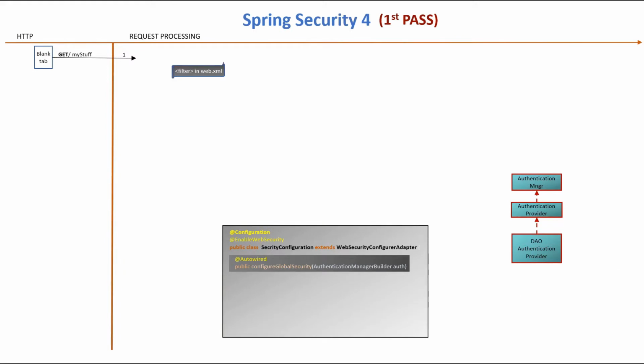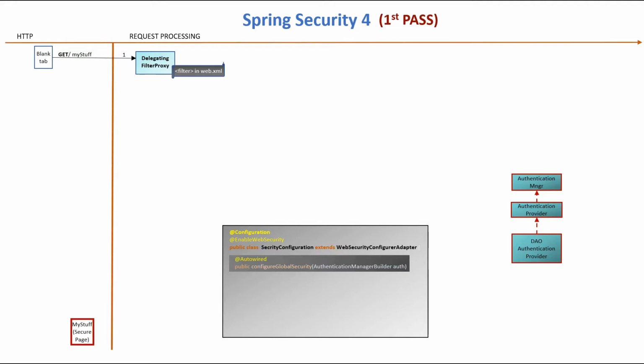So the request comes in and it sees a filter, which is also something that you're going to need to add to your web XML, unless you're using Spring Boot like I am. Spring Boot basically uses a virtual web XML and the filter is added automatically. So the filter in the web XML tells all the requests to go to the DelegatingFilterProxy class first. So that's what the request does.